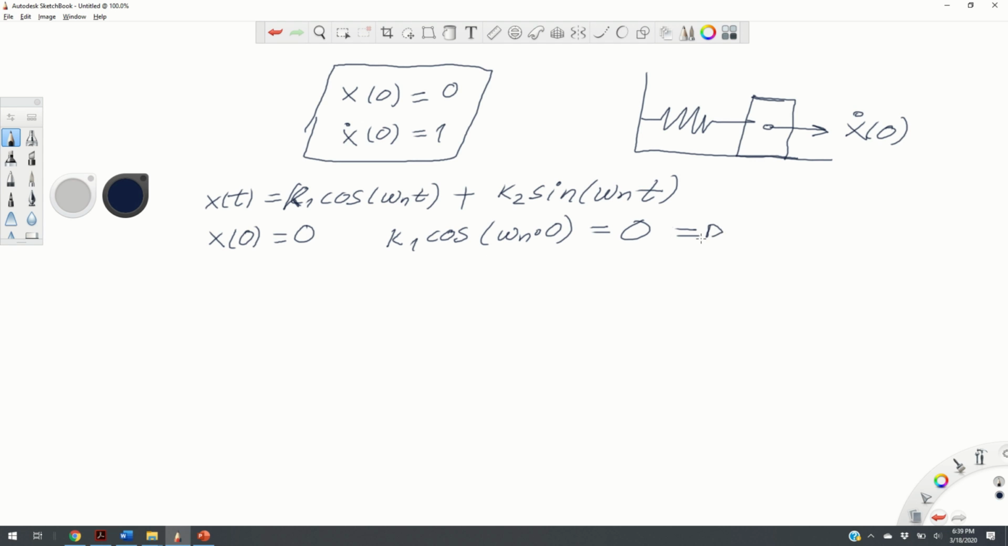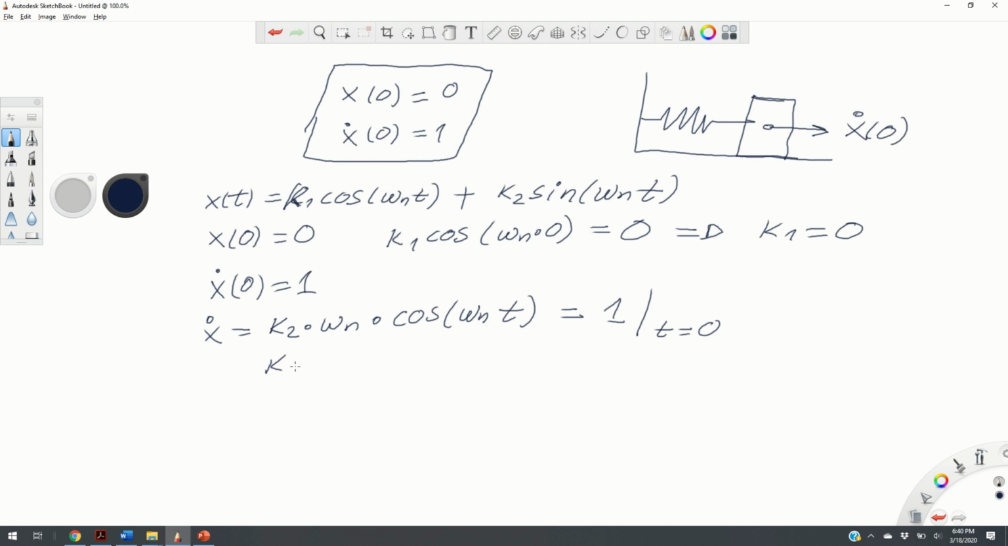So from this equation, since the cosine of omega n times 0 is basically equal to 1, we have K1 is 0. Now, we got rid of the constant K1. So let us substitute the second initial condition. So x dot of 0 is equal to 1. If you take the first derivative while taking into account that K1 is equal to 0, we have x dot is equal to K2 times omega n times cosine omega n t. And this should be equal to 1 when t is equal to 0.